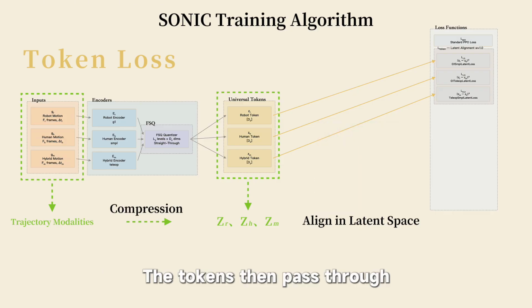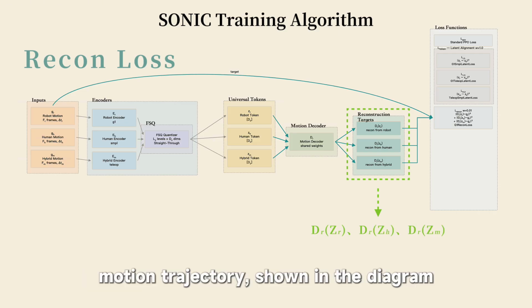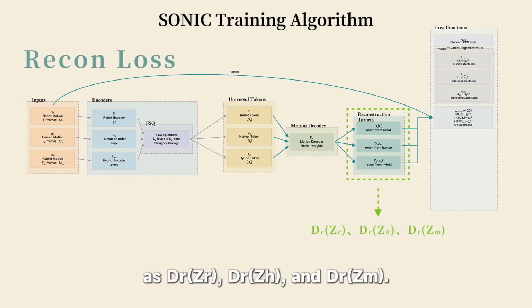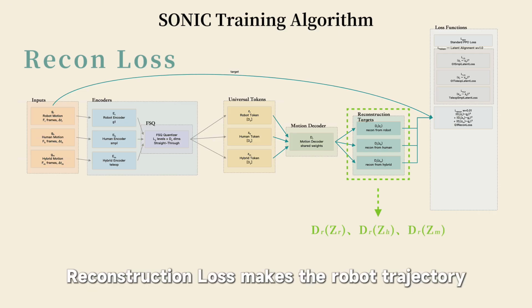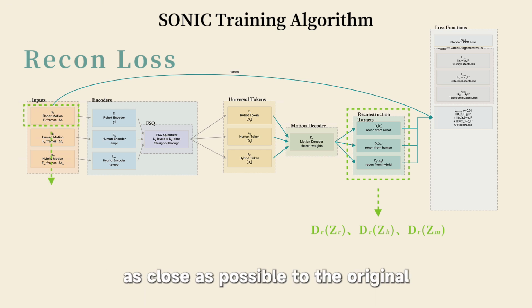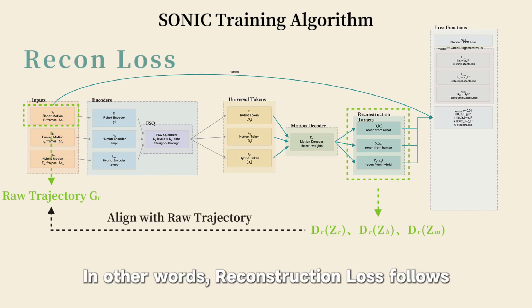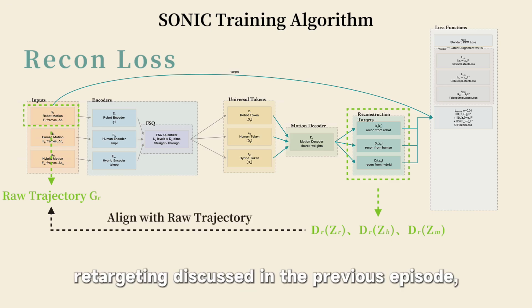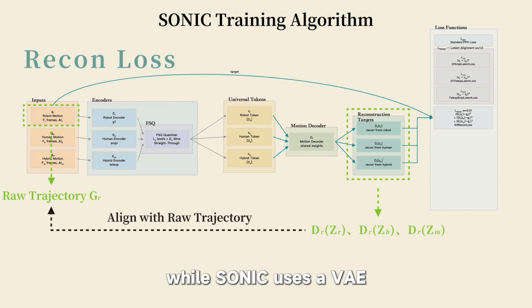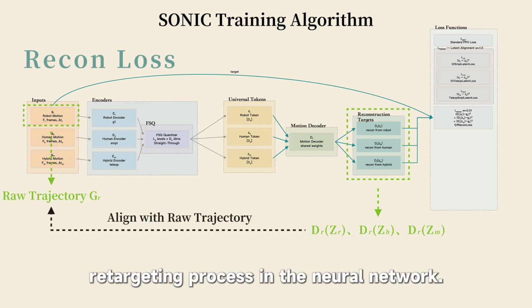The tokens then pass through the motion decoder to reconstruct the robot's motion trajectory, shown in the diagram as decoded ZR, decoded ZH, and decoded ZM. Reconstruction loss makes the robot trajectory produced after compression and reconstruction as close as possible to the original robot trajectory, GR, in the dataset. In other words, reconstruction loss follows the same principle as the motion retargeting discussed in the previous episode, while SONIC uses a VAE architecture to implicitly embed that retargeting process in the neural network.